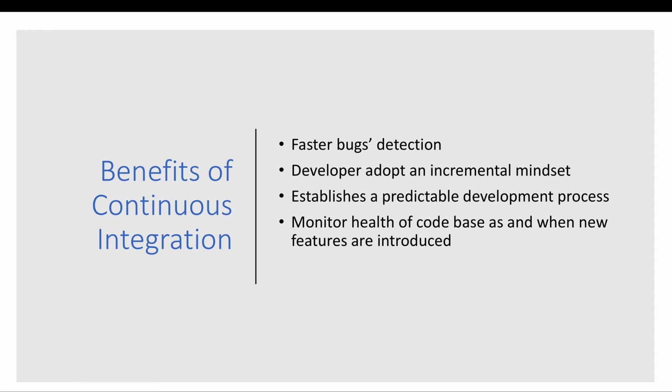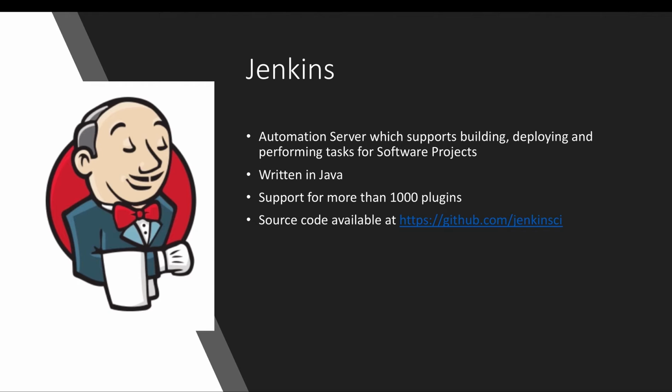And now moving further, we will briefly talk about Jenkins. It is an automation server which supports building, deploying, and performing tasks for software projects. It is written in Java. Previously, it was called Hudson. And a few years back, the main project was forked into an open source project called Jenkins. And the source code is available at this link.